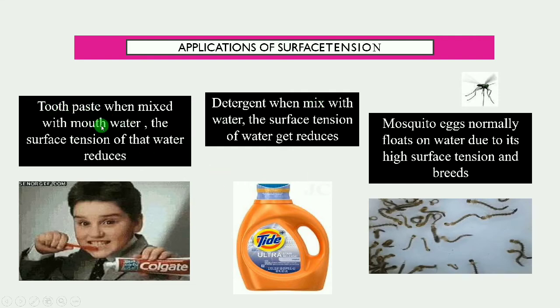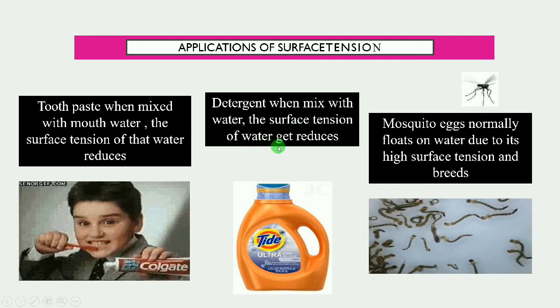So this toothpaste, when mixed with the water, decreases the surface tension of water. So it will clean the mouth or teeth effectively because of the decrease in surface tension of water. Similarly, we mostly use detergent for washing purposes. So what is the use of detergent? When detergent mixes with water, it again reduces the surface tension of water.